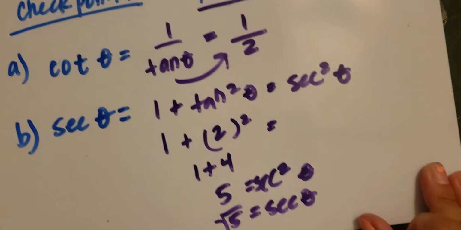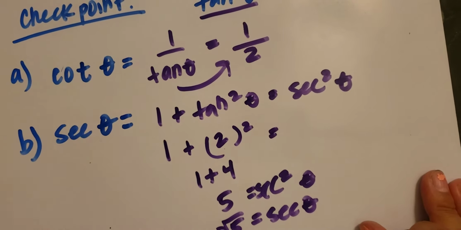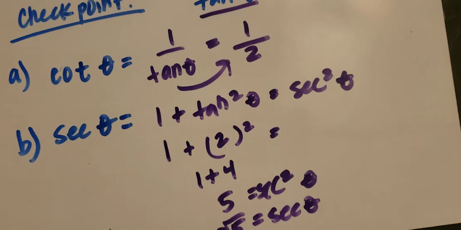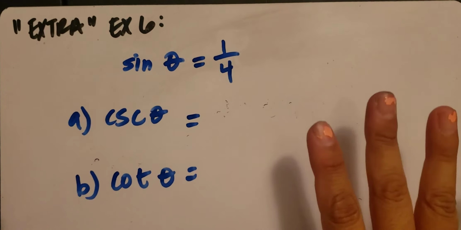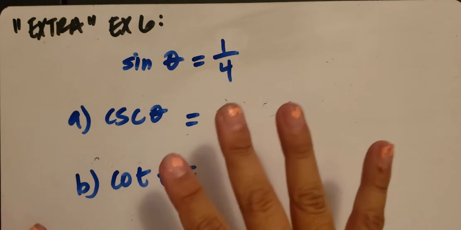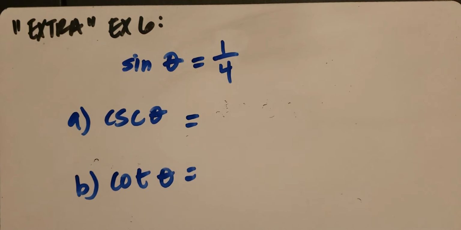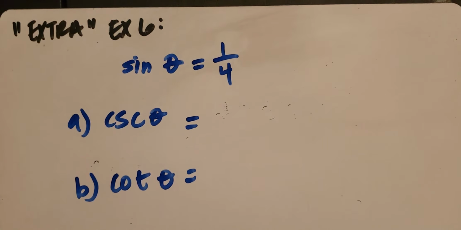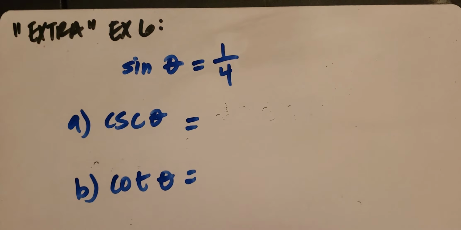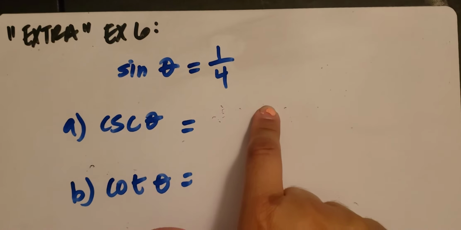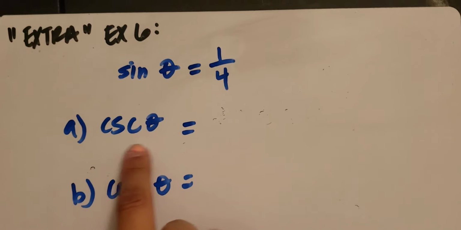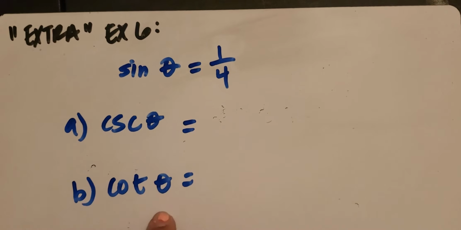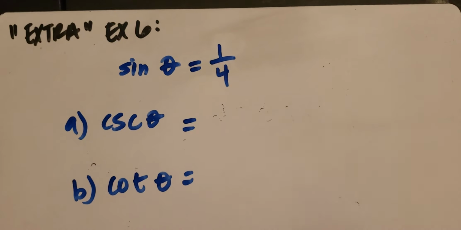I'm actually going to do one more with you from example 6 because it's a little bit different. The next one is what I call the extra example in 6. We're given, let theta be an acute angle such that sine of theta equals 1/4, and they want us to find the values of cosecant of theta and cotangent of theta using trig identities.